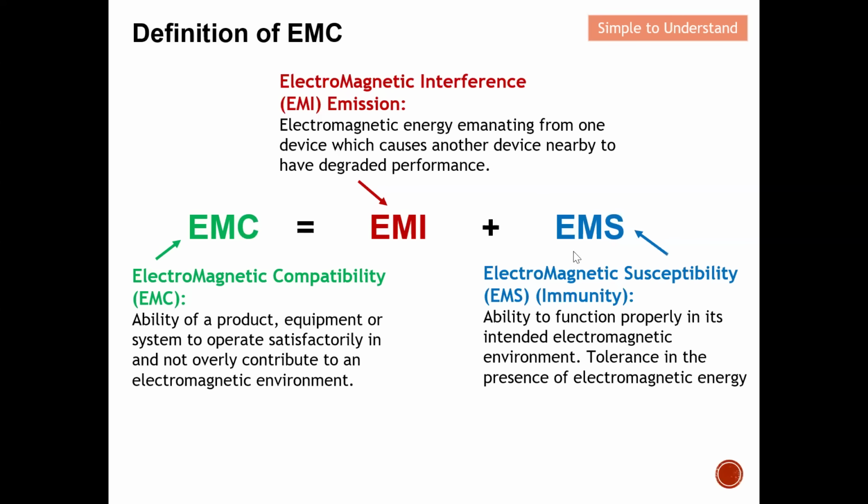Next, what is EMS? Electromagnetic susceptibility, sometimes known as immunity. It is the ability of a device to function properly in its intended electromagnetic environment, with tolerance in the presence of electromagnetic energy. So in short, you can see over here that this is a combination of these two. This is to ensure nothing is overly contributed by your device to the environment. This is to ensure a robust design of your electronic device.